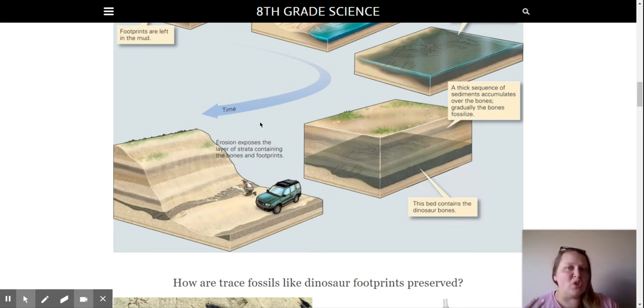Erosion, we learned about erosion and weathering. Erosion is where sediment or soil moves. Okay, remember erosion means moves, weathering is breaking down. So the sediment and soil is moving, therefore exposing the bones and footprints.